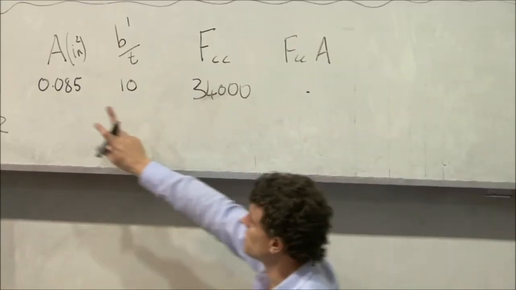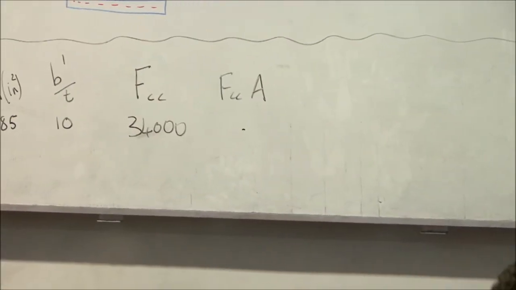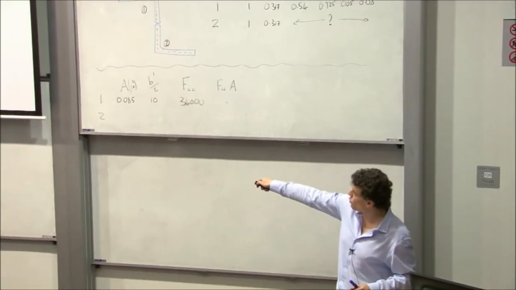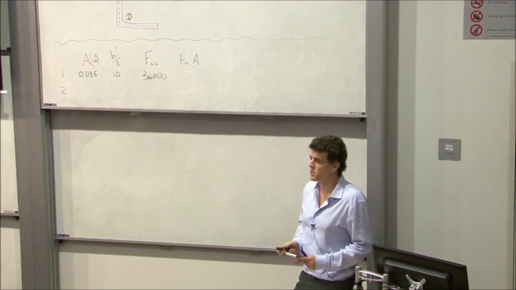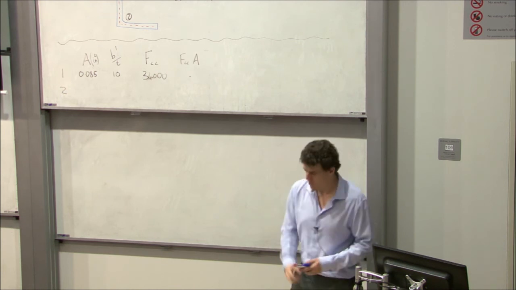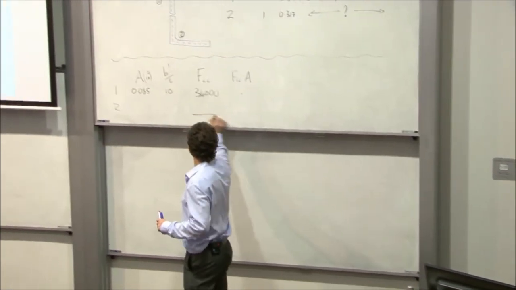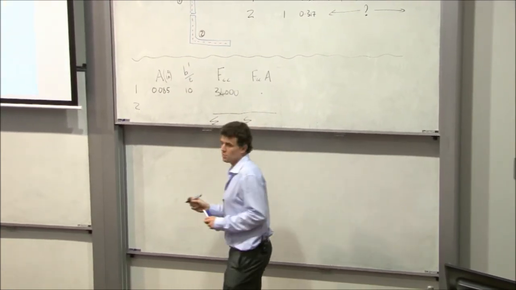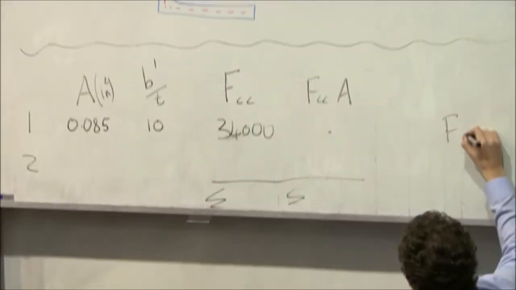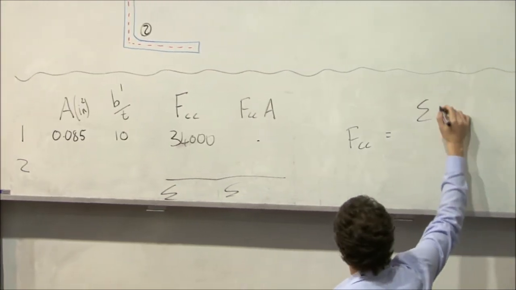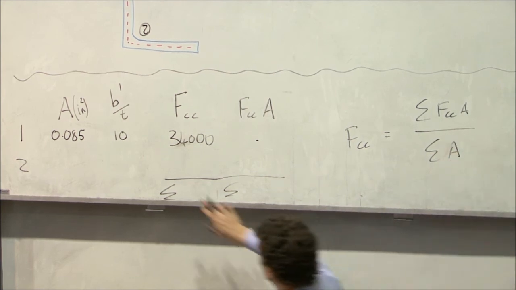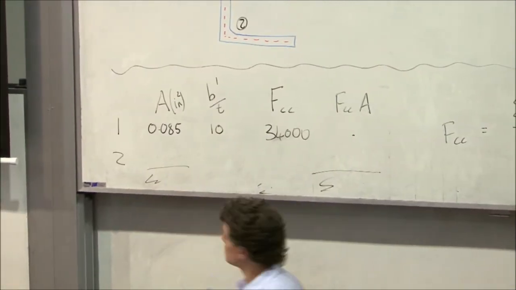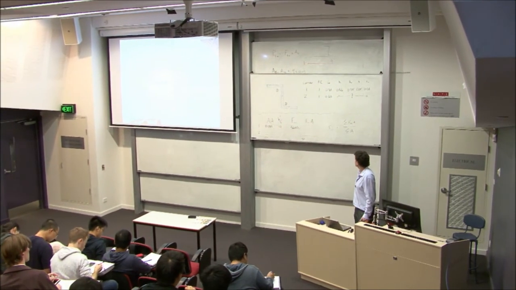And now we go FCC times area, because the crippling stress for the whole stiffener is the weighted average based on areas. So we multiply every crippling stress times the area of that corner, and divide by the sum of areas, and we get the total crippling stress, or the average crippling stress for the structure. So on these two columns, we need a sum and a sum. And then FCC equals sum FCCA over sum A. Sorry, that's one we don't need a sum. We need a sum there.